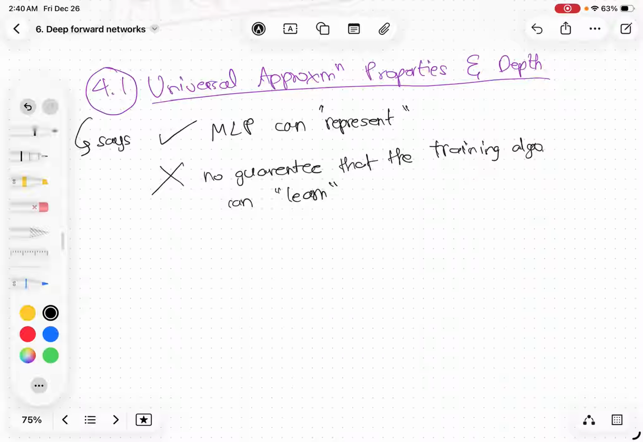It's kind of like a Turing machine, on a very high level. So this says that there exists a neural network large enough to achieve any degree of accuracy we desire, but the theorem itself doesn't say how large this network will be.